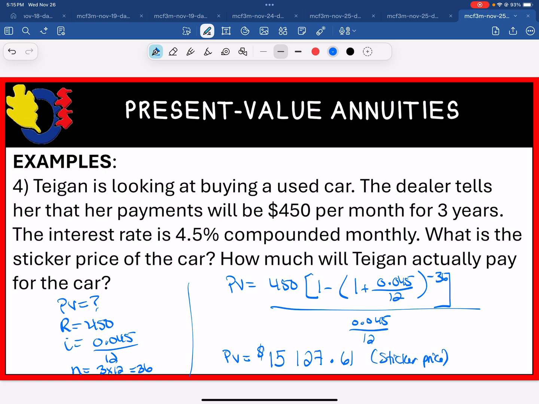It says how much will she actually pay? So we have to take this one step further. So 450 times 36 payments, 16,200.